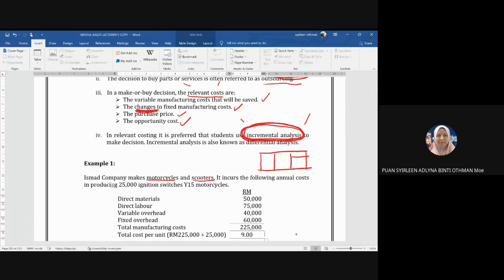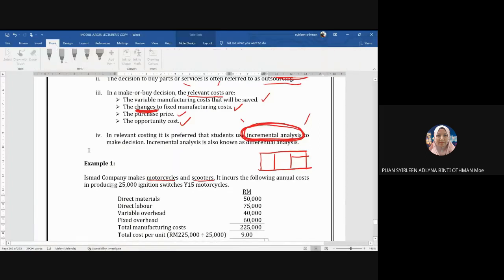Okay, so sekarang ni kita nak decide untuk item ni. Okay, so apakah item tersebut? Item tersebut ialah 25,000 ignition switch. So ignition switch tu your starter tu kan dekat motosikal tu. Selalu kan motosikal you tendang-tendang dia punya pedal kat bawah tu nak bagi start. So the latest motor semua dia pakai starter je.